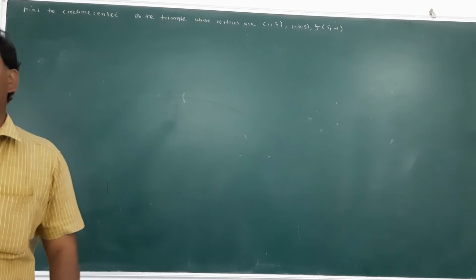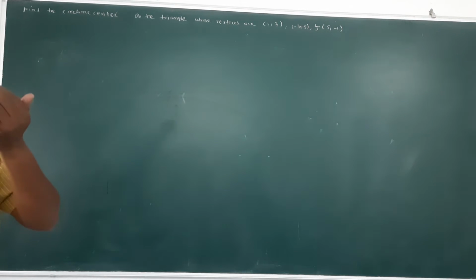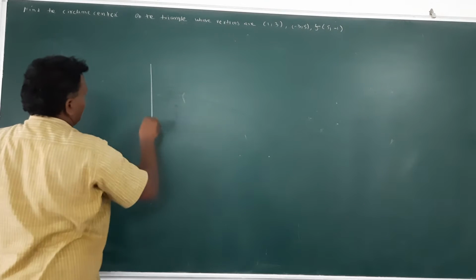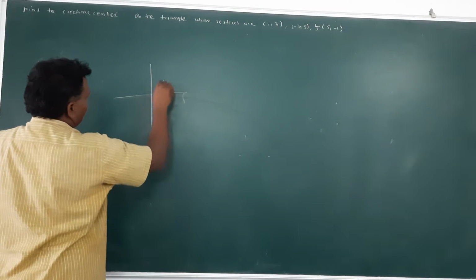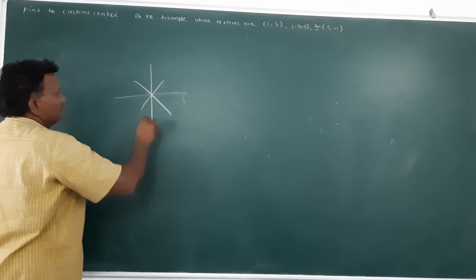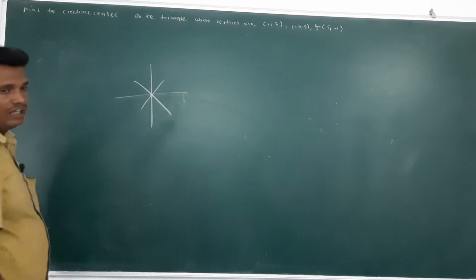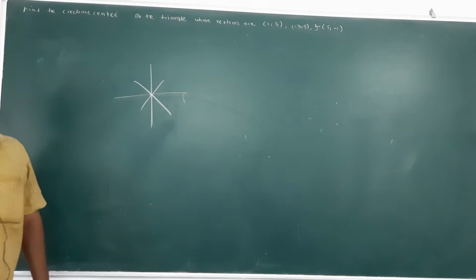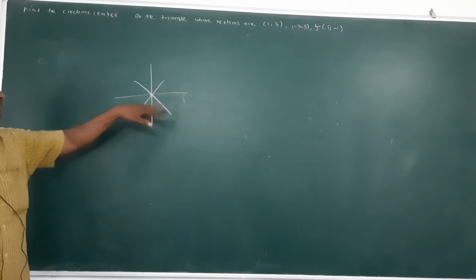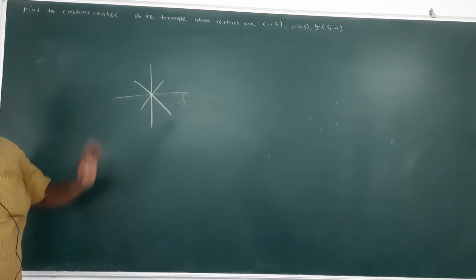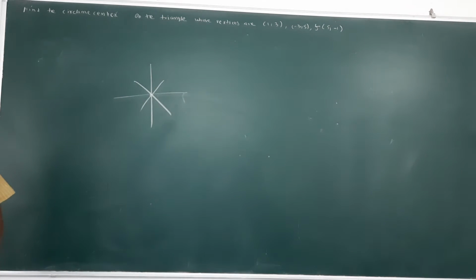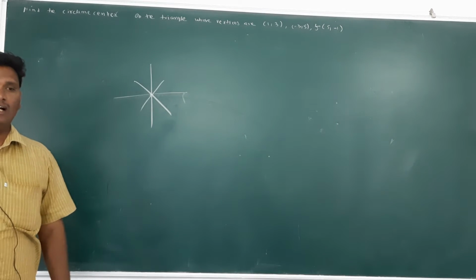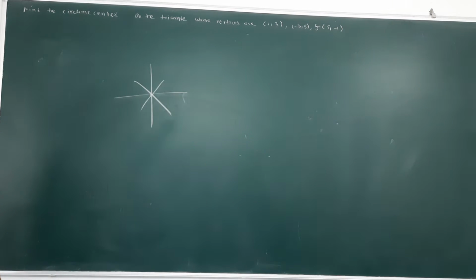What are concurrent lines? 3 or more lines passing through a single point, or unique point, or common point, are called concurrent lines. These lines are called concurrent lines. This point is called the point of concurrency.